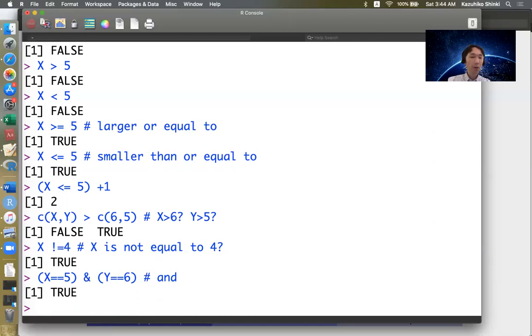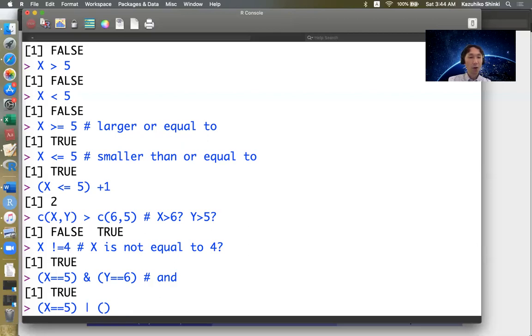And OR. OR is expressed by this, the vertical line. The vertical line is, I think, the rightmost key on the QWERTY row of the keyboard, just next to the brace.